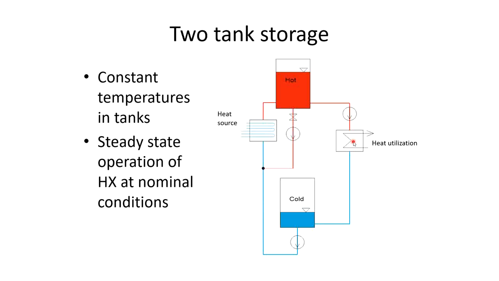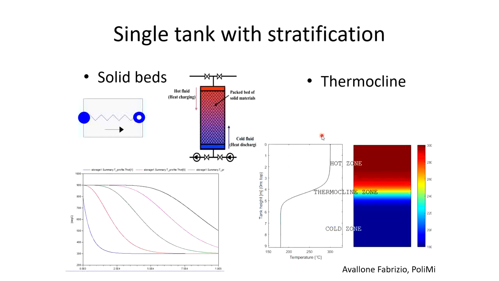The advantage of this system is that in the tanks, if we exclude any losses, the temperatures are constant, and both the heat source heat exchanger and the heat utilization heat exchanger operate at nominal conditions, because a constant temperature goes from the hot tank and a constant temperature goes from the cold tank. So in steady state operation, just the levels in the tanks are changing, but not the temperatures.